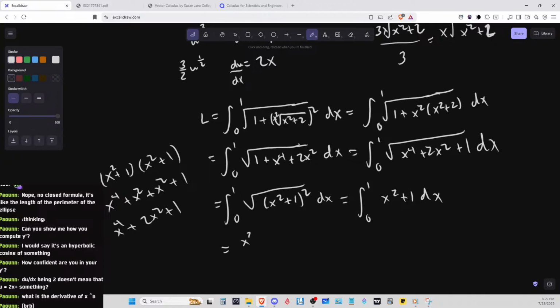So it would be x cubed, then plus x, and then it's from 1 to 0. So then we're left with 1/3 plus 1, which is 37.